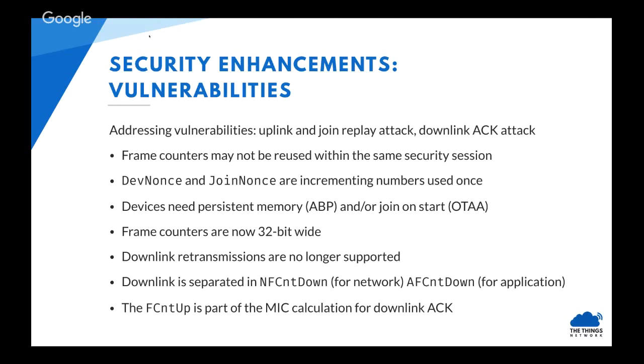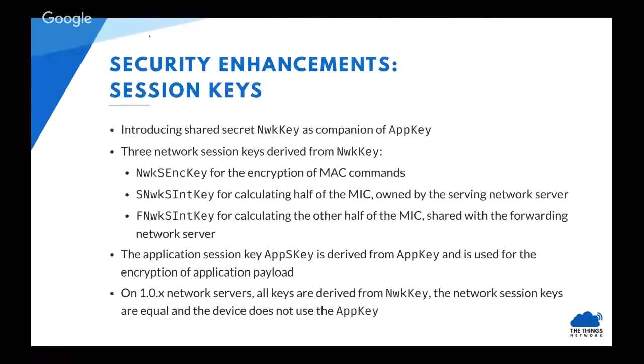Another thing on the security level is that there are now more session keys, and there is also another shared secret next to the app key that we already know from 1.0. The other shared secret is the network key, and from the network key we have three keys that are derived. They look a bit similar to what we had, the network session key, but basically we now have three keys, each for a different purpose.